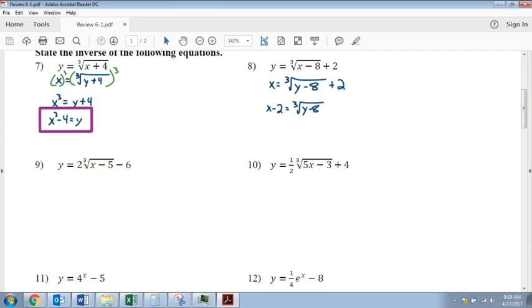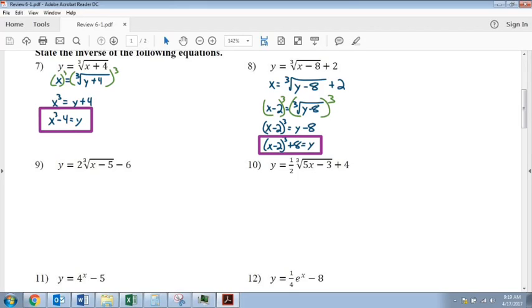Now we can cube both sides. It's a third root, so we'll raise it to the third power. So we're left with x minus 2 to the third power equals y minus 8, and the last thing I gotta do is move the 8. So it's x minus 2 to the third power plus 8 equals y. And that's that.